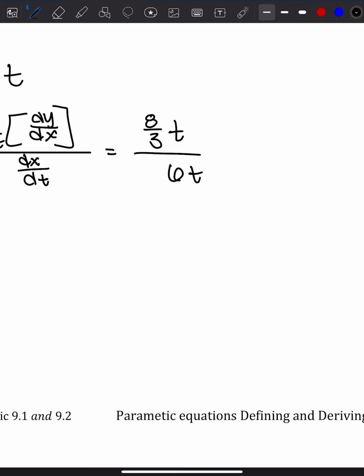And for the sake of what we have here, we're going to simplify it. So we have a t, and we're dividing it by a t, so those are going to divide out to make 1. So we have 8/3 divided by 6. 8/3 divided by 6 is the same thing as multiplying by the reciprocal, so 8/3 times 1/6. So I have 8 over 18, which is the same thing as 4 over 9.